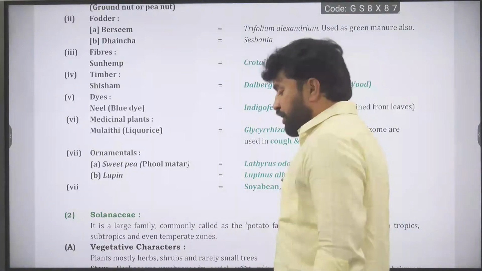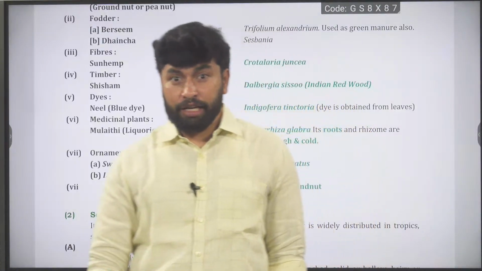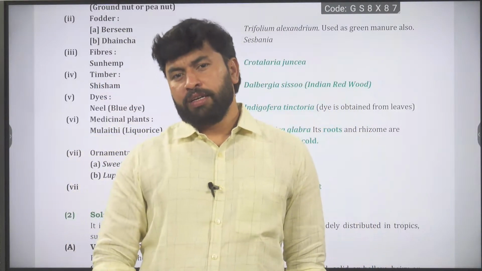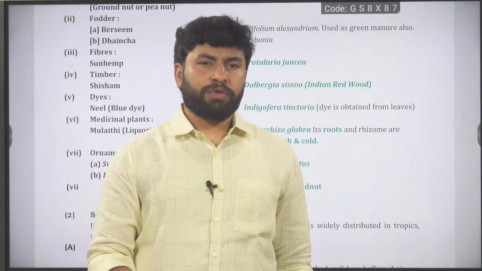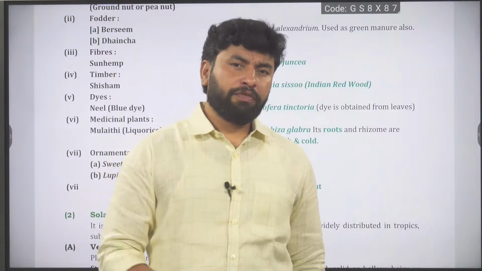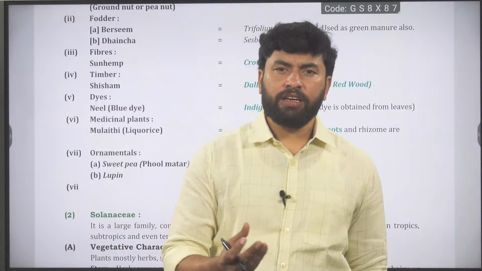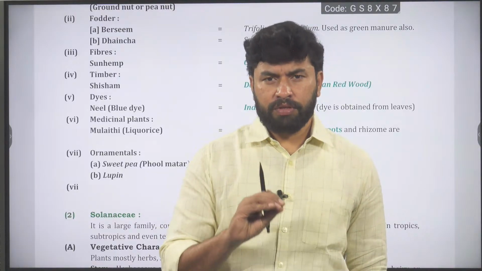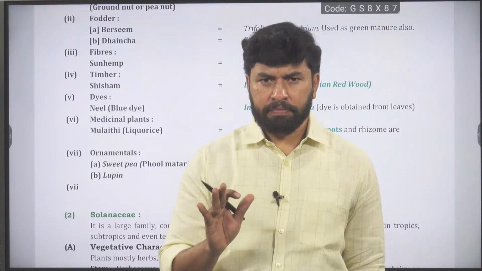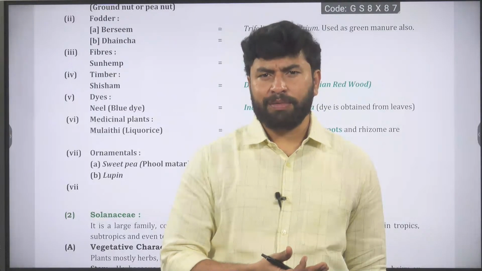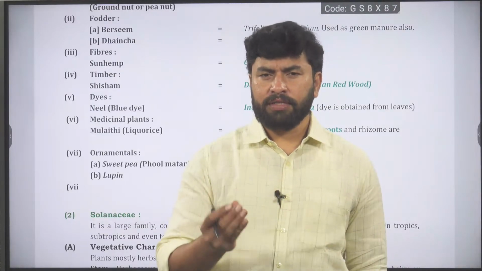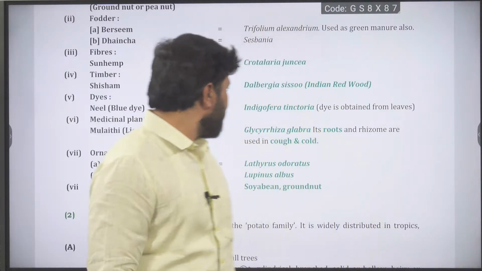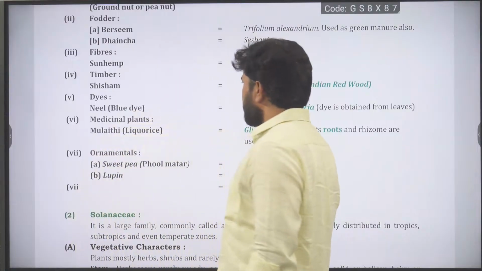Timber: Dalbergia sissoo, Dalbergia latifolia. Remember, Dalbergia sissoo, sesame wood. Dalbergia latifolia is generally called Indian rosewood. Be careful, sesame wood and rosewood are not the same. Both may belong to the same family, but both are not the same. Sesame wood costs a little less, but both appear similar.